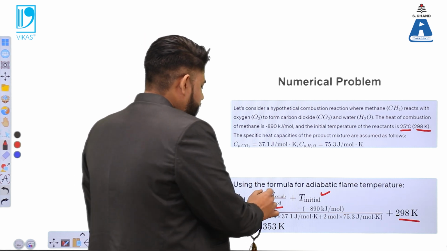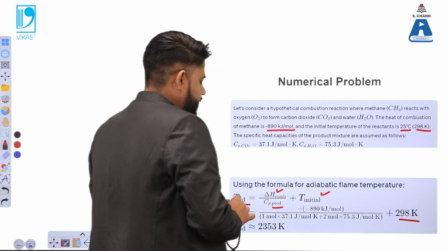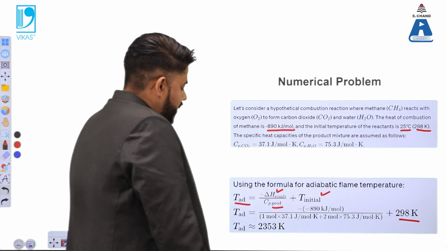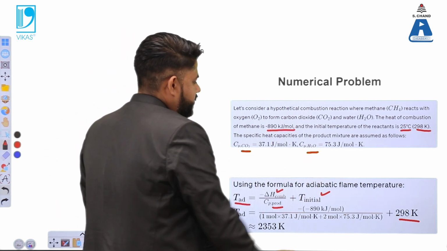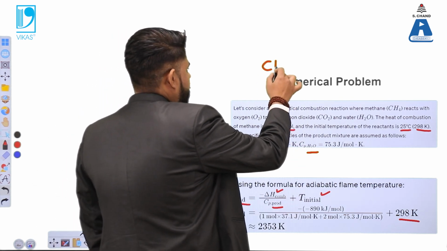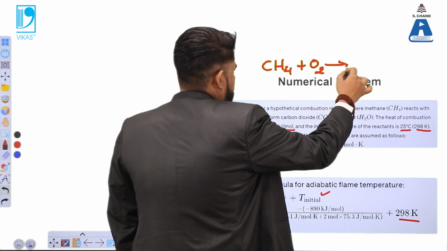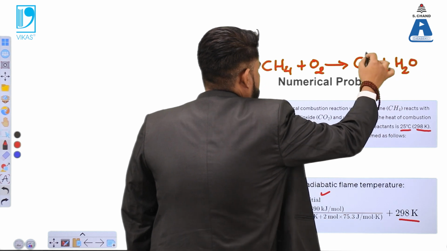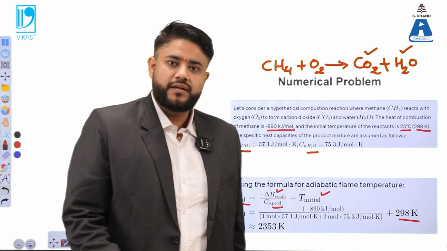Now we are left with ΔH combustion. The ΔH combustion value is given to us as minus 890, and we have substituted this minus 890 in the expression. Cp for the product mix is to be determined. Herein we have the reaction: methane plus oxygen gives carbon dioxide and water. This is an unbalanced reaction I am writing, but two products have been formed, and the specific heats of the two products are given to us.